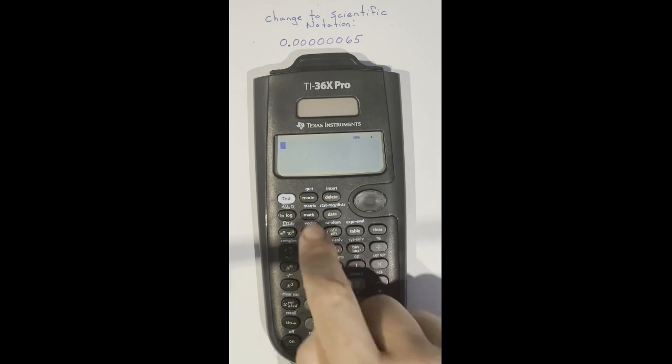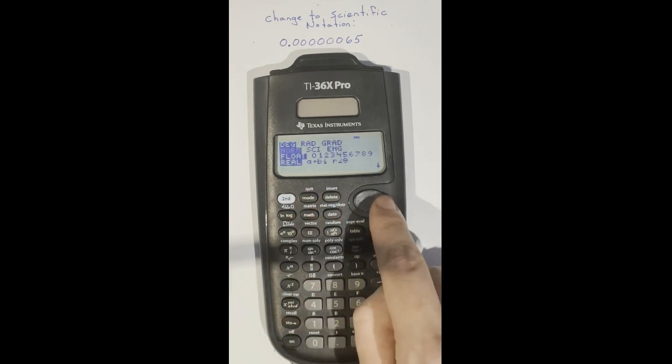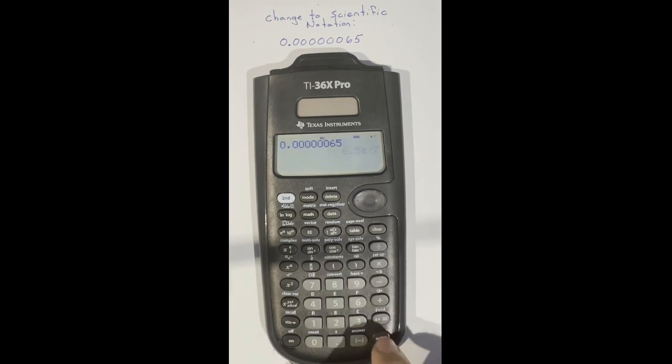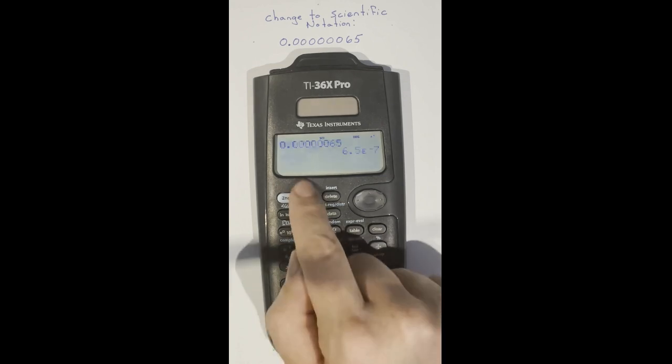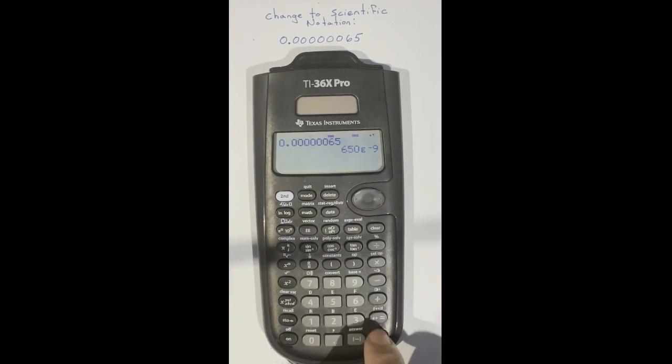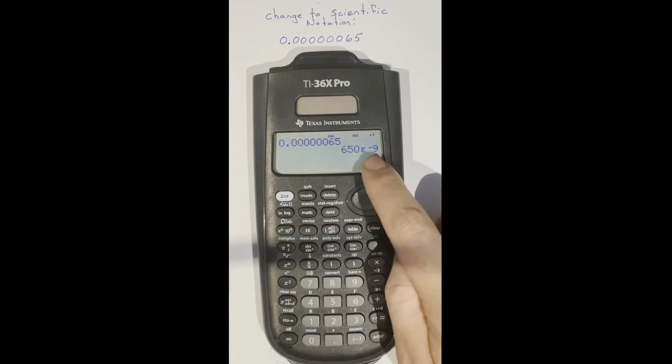Wait, I think I could just do it on my calculator. On the TI, I just go to mode, and then I can choose normal, scientific, or engineering. If I choose scientific, I'm going to hit enter. There it is in scientific notation. Now, engineering is also a cool mode. If I put it on engineering, it'll change it to the exponent closest divisible by 3.